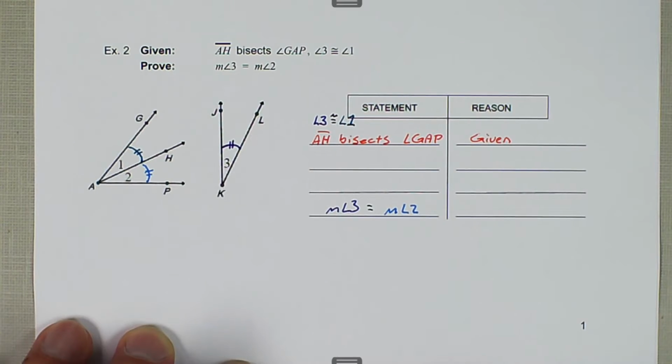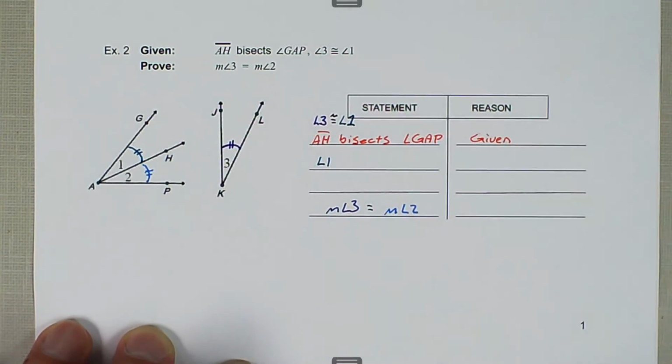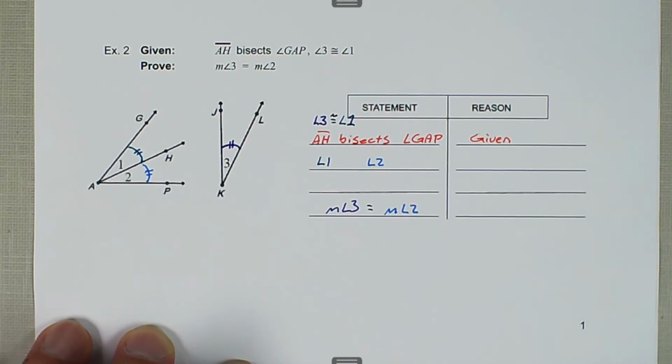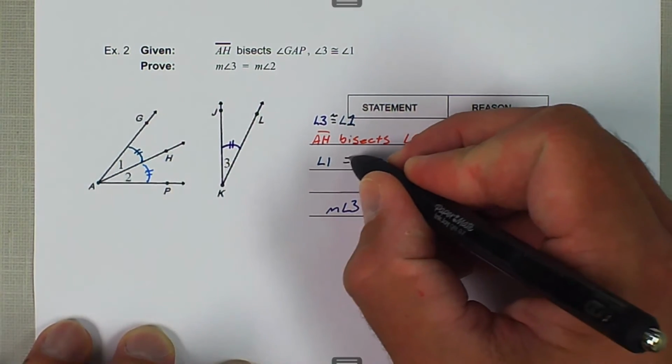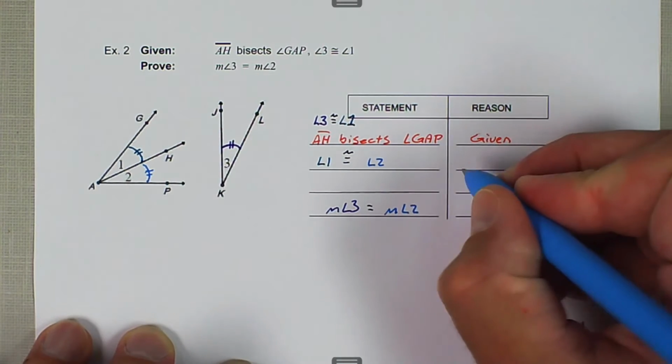The first piece of information that we can say is angle 1 and angle 2 are congruent, and that is because of the definition of angle bisector.